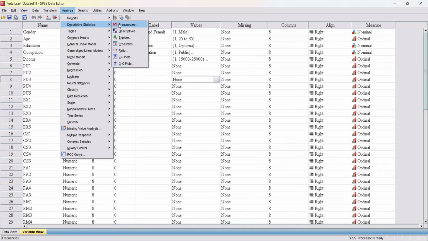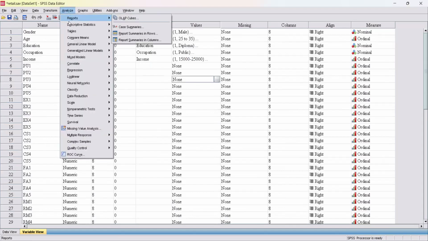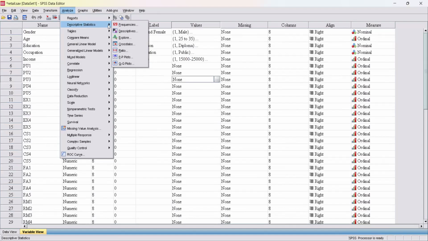The frequencies function is for categorical data. It counts the number of occurrences of each category within a variable and provides a frequency distribution table. But our job is to calculate descriptive statistics, which are used for continuous data. It calculates summary statistics that describe the central tendency and the variability of the data. So we will go to Analyze, Descriptive Statistics.